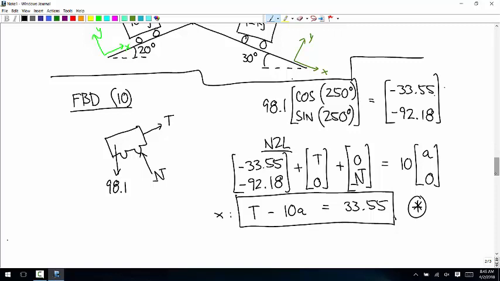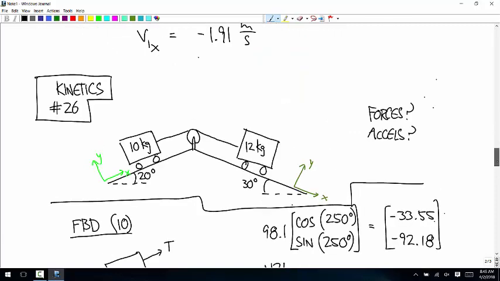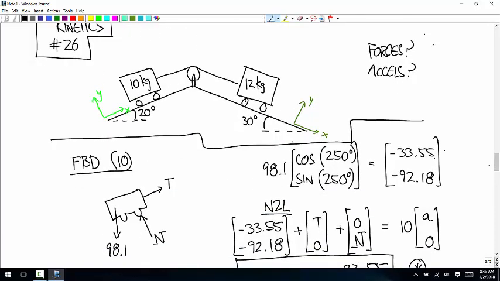And if you look at the original problem, the directions that we got make sense with what we can pretty clearly see is going to happen. This is steeper and it has the more massive object, so this is going to pull the other one. This one's going to go down and pull the other one up. So we know the accelerations are going to be in the positive x directions.